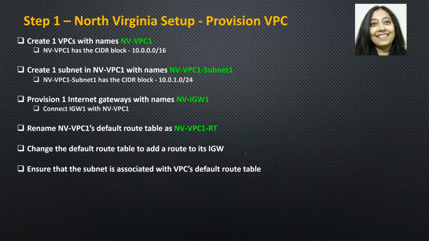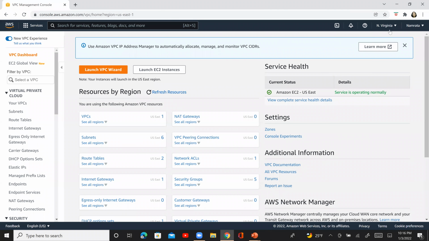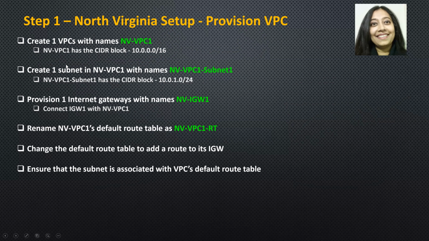Step one. The first thing that we will do is complete most of our basic setup for the North Virginia region. So whatever is your North Virginia, let's go to that particular region and let's get started. This is North Virginia, as you can see. And what is the first thing that we are going to do? We are going to create one VPC with the name NVVPC1. That's the naming convention that I'm going to use.